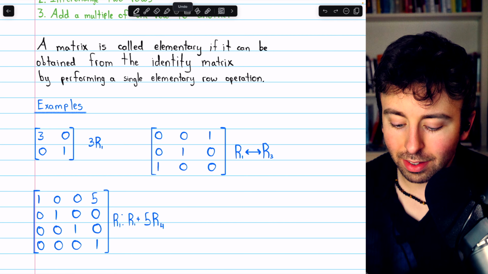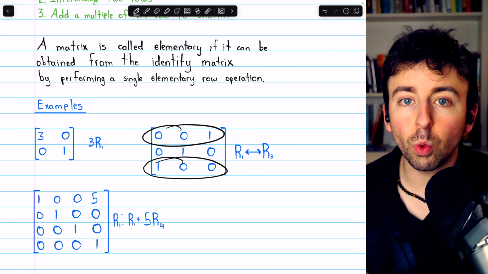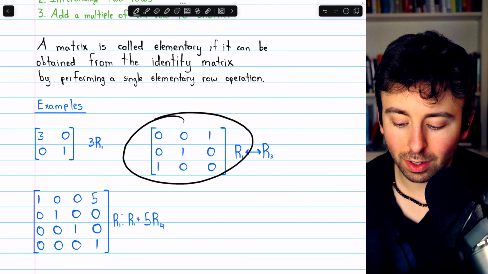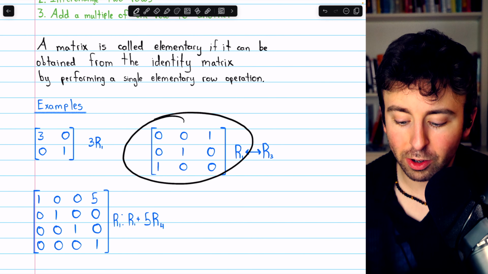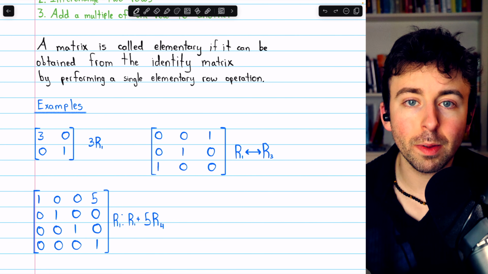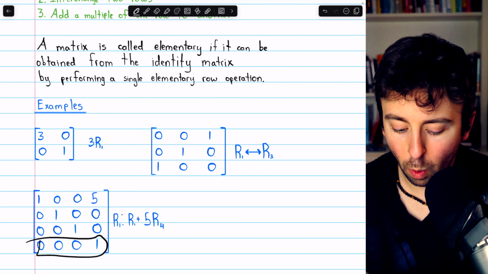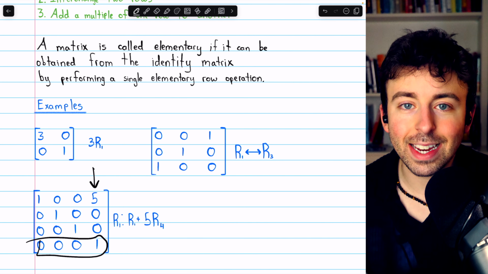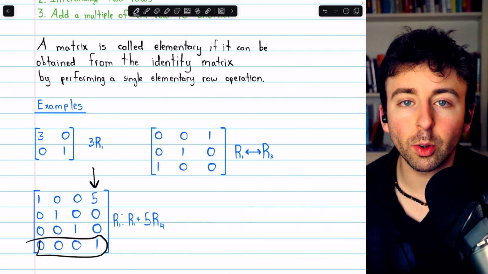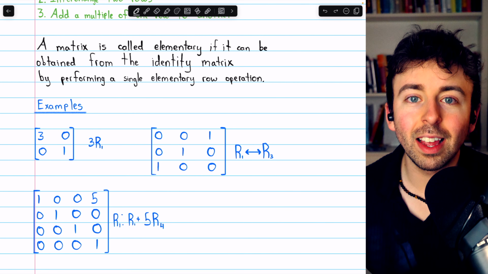In this example, you can see that the first row and third row have been swapped. So take the identity, swap the first and third rows, and you get this matrix here. Since it was obtained from the identity by performing a single elementary row operation, this is another example of an elementary matrix. In this example, we can see that 5 copies of row 4 were added to row 1. Because this was obtained from the 4 by 4 identity matrix by performing this single elementary row operation, this is called an elementary matrix. A single row operation gets performed on the identity, that produces an elementary matrix.